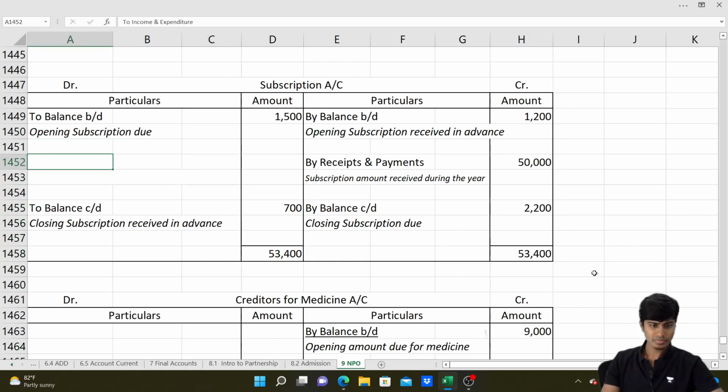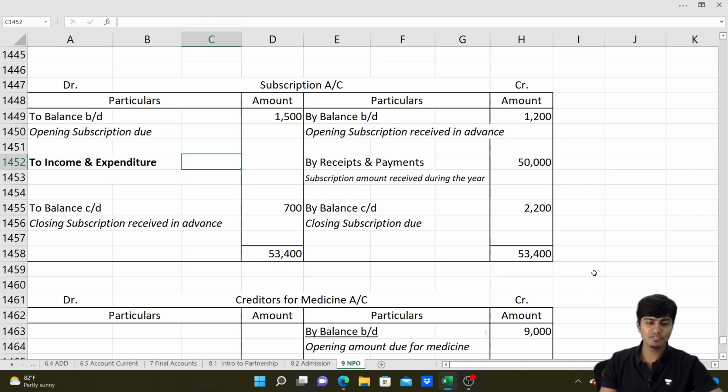Got it? So I'll write here "to income and expenditure." How much is the balancing figure? 53,400 minus 1,500 minus 700. That is 51,200. How much is it? 51,200. This is the answer. Got it? So this is "to income and expenditure." This is the current year income. I will write this 51,200 to our income and expenditure account on the income side.